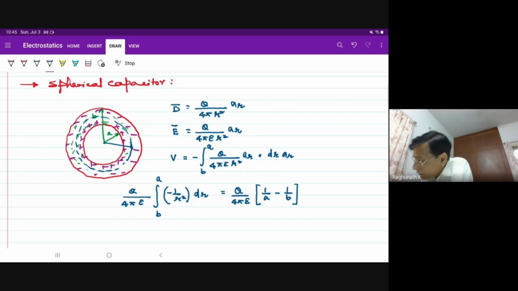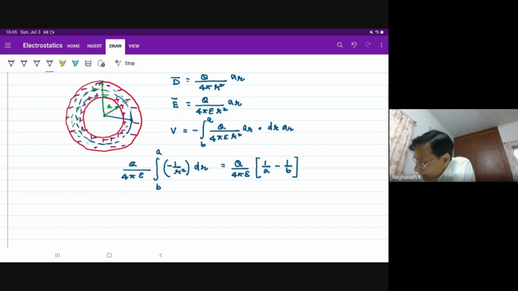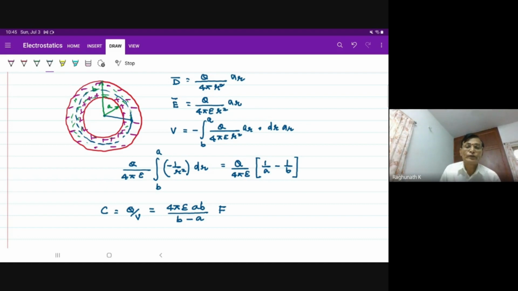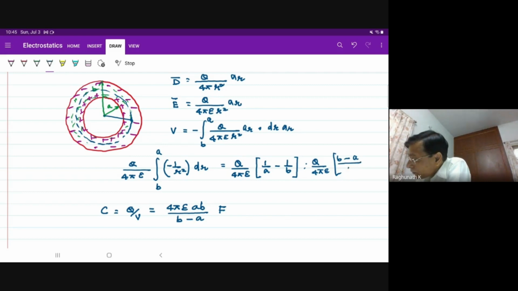Okay. So the capacitance is what? C is equal to Q by V, which is equal to 4 pi epsilon ab by (b minus a), so many farad. I think you know that this can be written as Q by 4 pi epsilon, (b minus a) by ab.